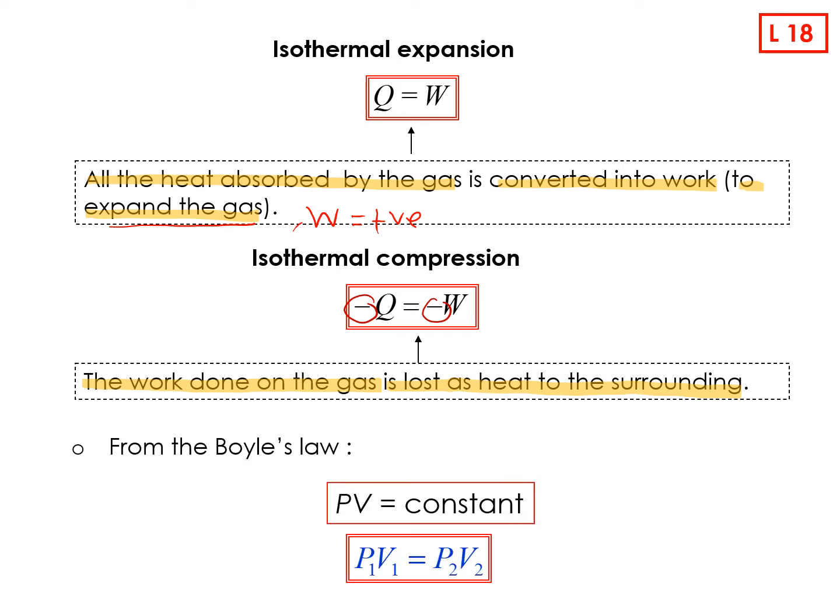The isothermal process can also be related to Boyle's law. In Boyle's law, when the temperature is constant, pressure times volume will be constant, and we get the equation P1 times V1 is equal to P2 times V2.